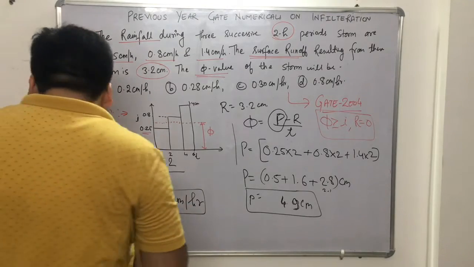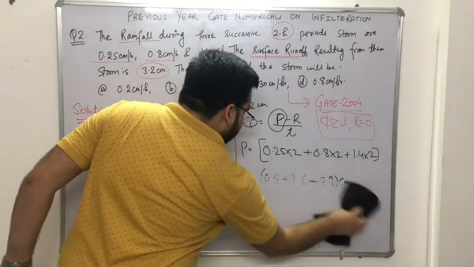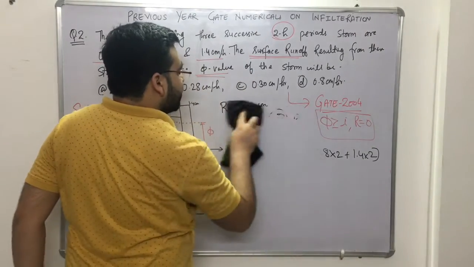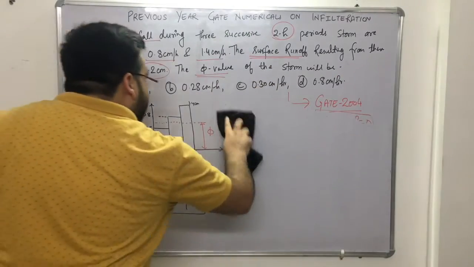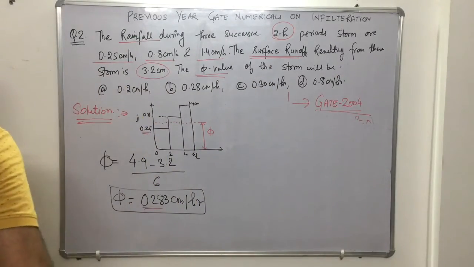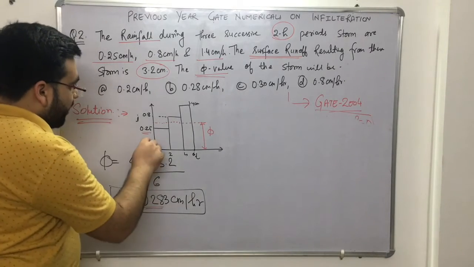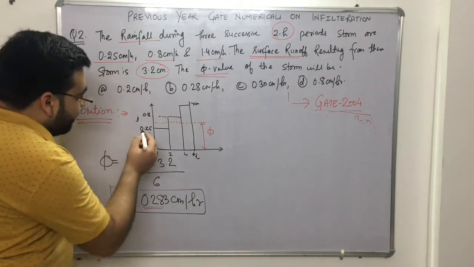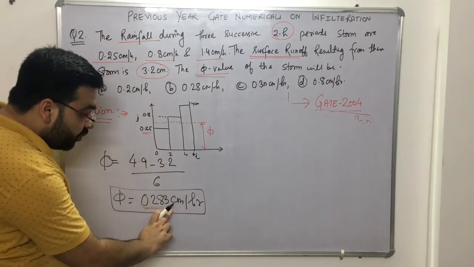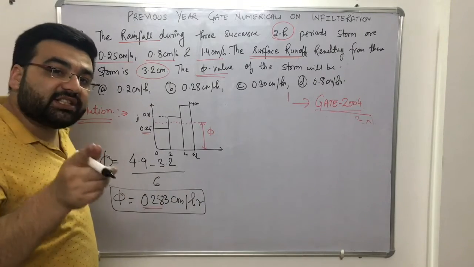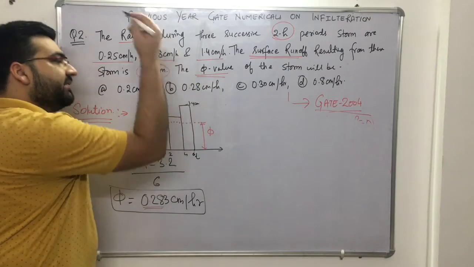How to get the exact value? Now, the exact value of phi. Let me rub this. Now to get the exact value of phi, I will take into consideration only that precipitation which is greater than the value of phi, right? So 0.25 will not be taken into consideration. Why? Because it is less than 0.283. So what will be taken into consideration? Only the values which are greater, this will be taken and this will also be taken.